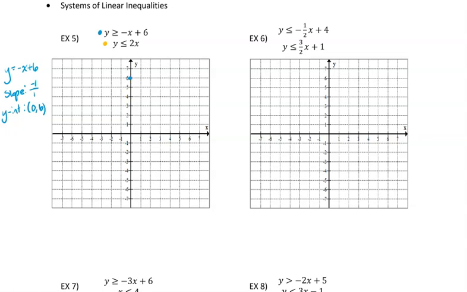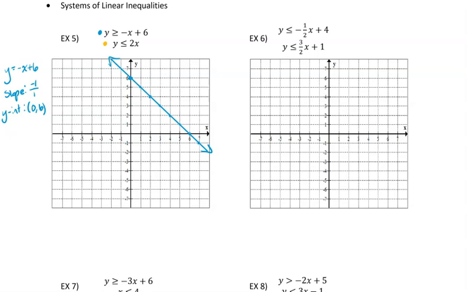So we're going to start up here at 6. Then we're going to go down 1 over 1 and put all of our points like that. Next, we can draw the line through it. And remember, since this one's greater than or equal to, we are going to draw a solid line. And then we are going to go ahead and shade.